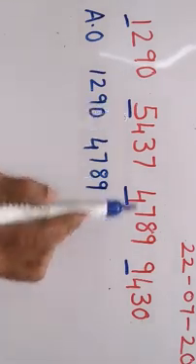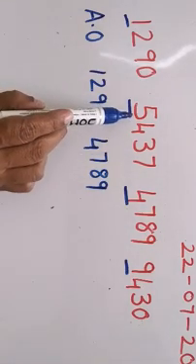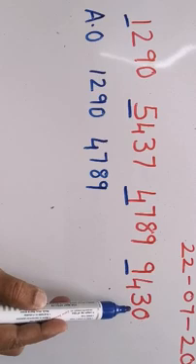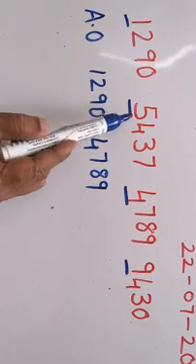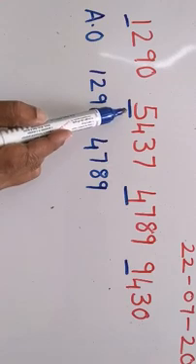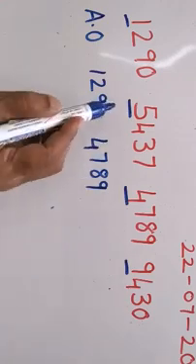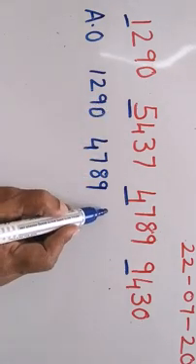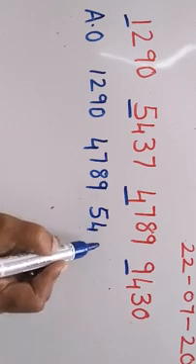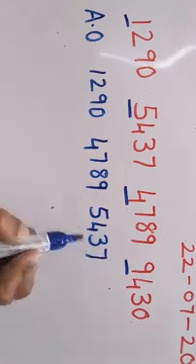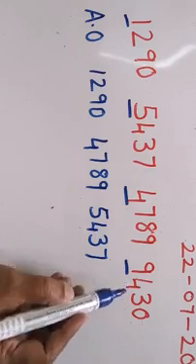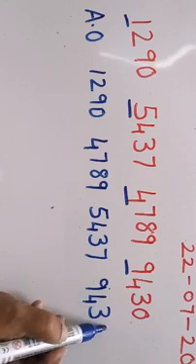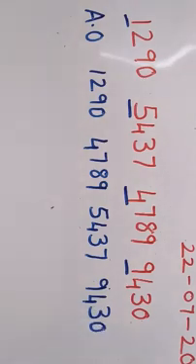And finally I have only 2 numbers left. This is 5437 and 9430. So we have to compare, what did I tell you, the first digit of the numbers. So 5 and 9. Which is the smallest number, 5 or 9? 5. Very good. So I write 5437. And finally I have here 9430. So this is my ascending order.